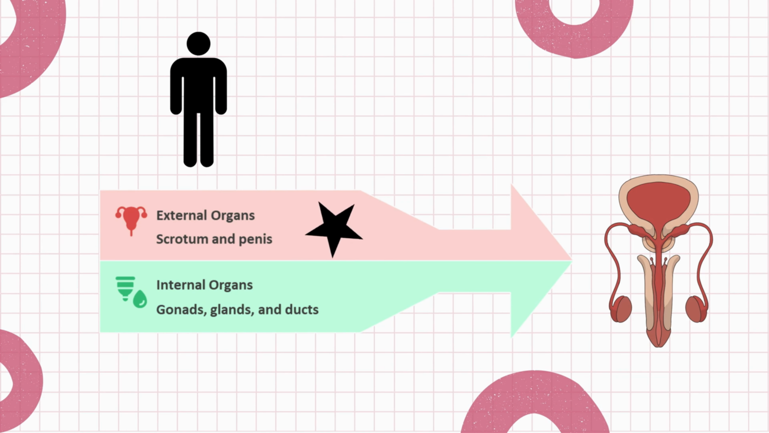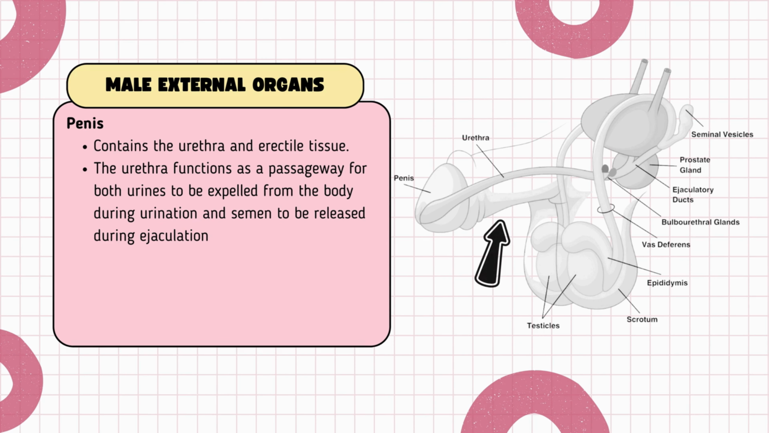External organs. The human penis contains the urethra as well as 3 cylinders of spongy erectile tissue. The urethra is a tube that functions as a passageway for both urine to be expelled from the body during urination and semen to be released during ejaculation. During sexual arousal, the erectile tissue fills with blood from the arteries. The resulting erection enables the penis to be inserted into the vagina.